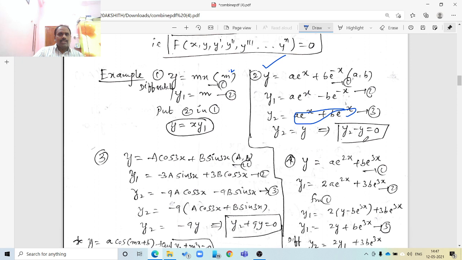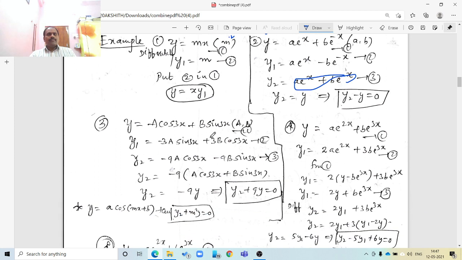So the process is you have to differentiate with respect to x the given general equation. It depends on the number of arbitrary constants. If two arbitrary constants, you have to differentiate two times. Finally you eliminate those arbitrary constants, then a differential equation will be formed. That is the process. And you take one more example here.